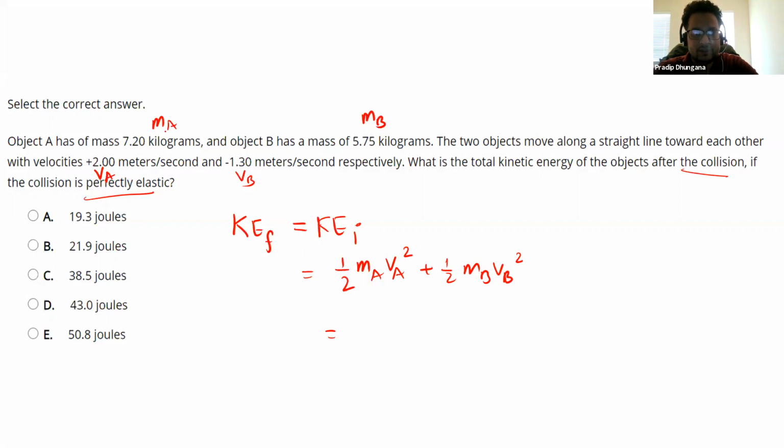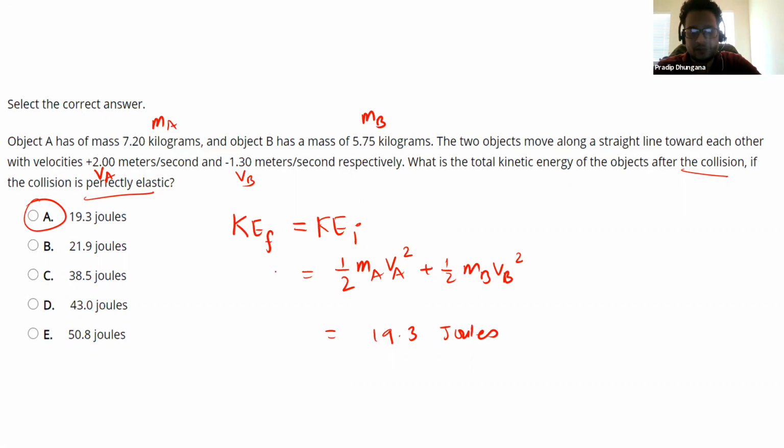After that, you just have to substitute all those values. Mass of A, mass of B, and then velocity of object A, and then mass of object B, velocity of object B, and then calculate that value. You will get around 19.3 joules. Yeah, I'll skip some of those algebras. You can just plug in those values and calculate final kinetic energy.